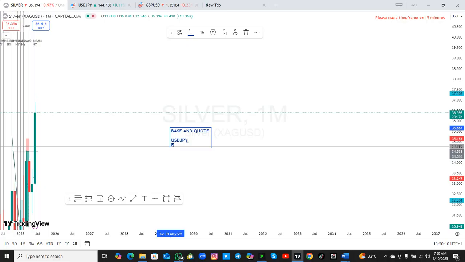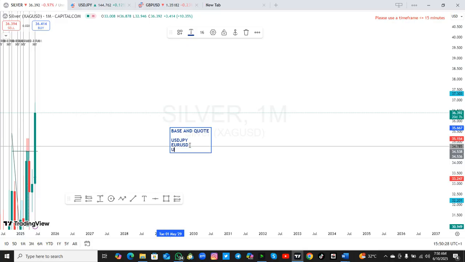So we have EUR USD, right? The first one is the base, while the second one is the quote. Just put it in the back of your mind that the first one is the base, while the second one is the quote. It happens to all of them.